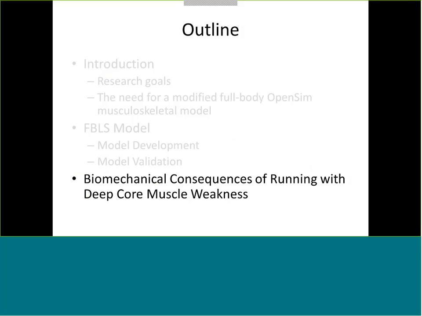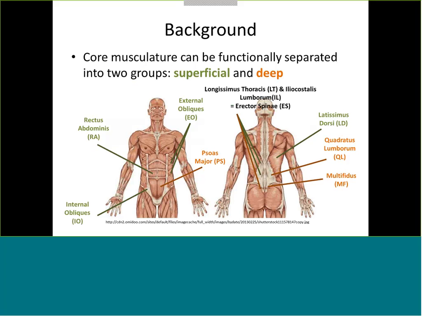All right, so now I'm going to talk about the first study that we've done using our model, which was investigating the biomechanical consequences of running with deep core muscle weakness. So like I mentioned earlier, the core musculature can be functionally separated into 2 different groups, the superficial muscles and the deep muscles. These deep muscles, which consist of the psoas major, the quadratus lumborum, the multifidus, and the deep fascicles of the erector spinae, which are made up of the longissimus thoracis, as well as the iliocostalis lumborum, function primarily during dynamic movements to stabilize the spine.